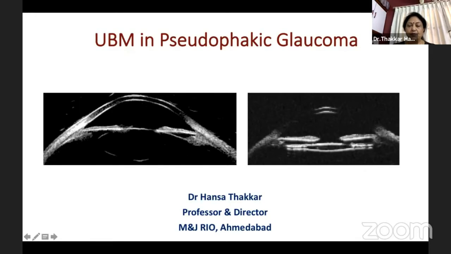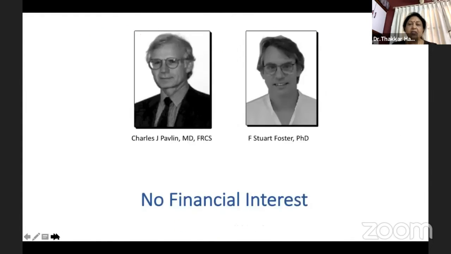Here is the normal UBM picture of a phakic eye, and this is UBM in a pseudophakic eye, where the rest of the anatomical configuration is normal, and most importantly, the IOL is not in touch with uveal tissue anywhere, which is the culprit to make the problem. I always salute these people who have invented this interesting and amazing technology to view the anterior segment so nicely, but I don't have any financial interest to share.